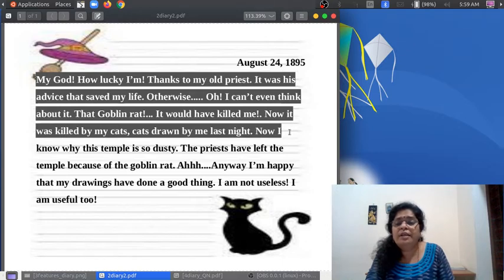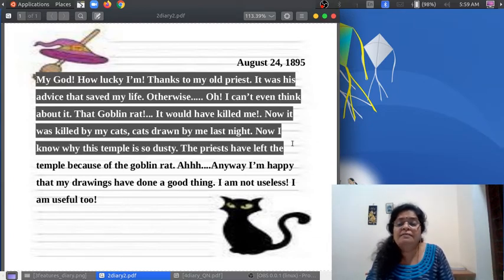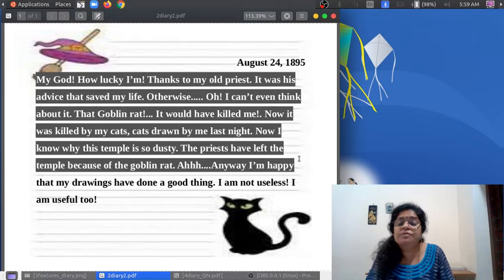Now, it was killed by my cats. Cats thrown by me last night. Now I know why this temple is so dusty. The priests have left the temple because of the goblin rat.